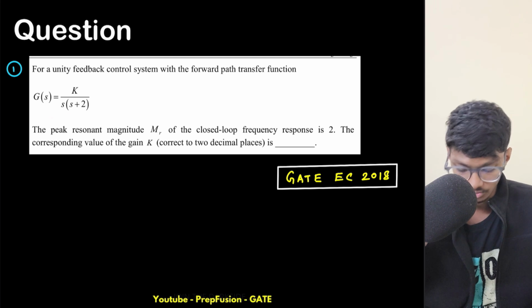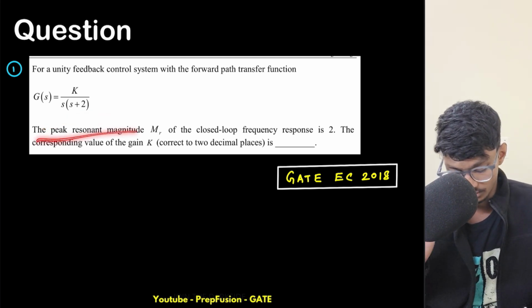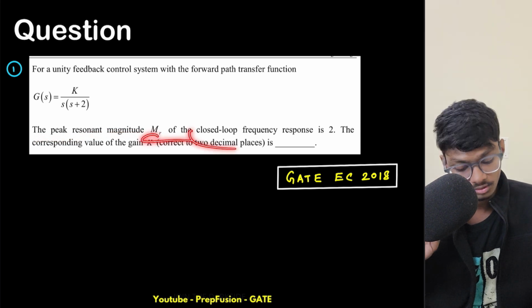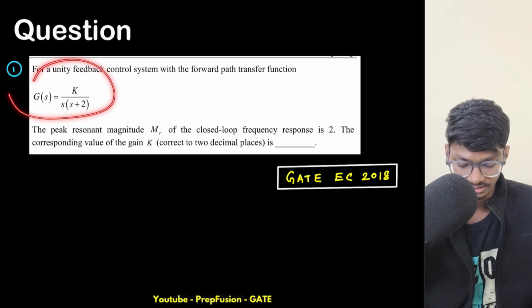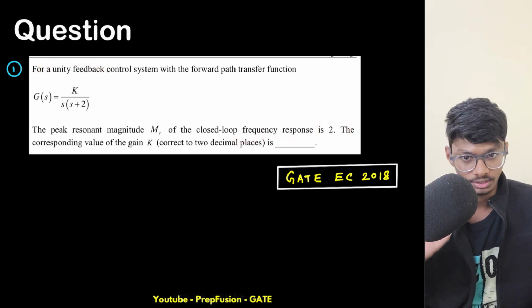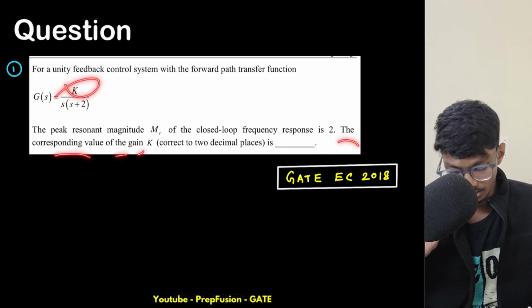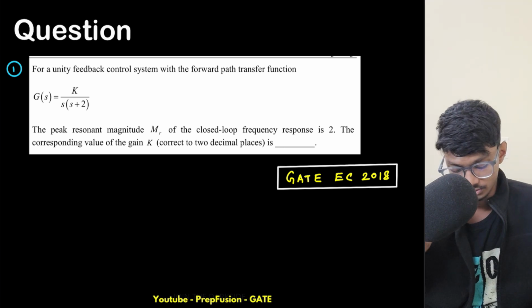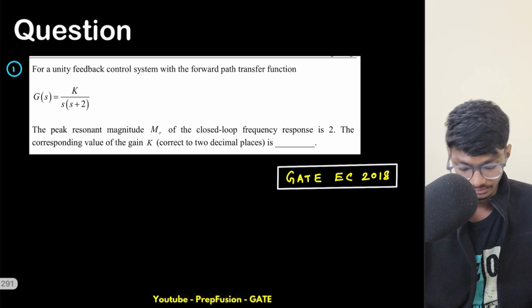So G of s equals Ks upon s plus 2. They have told us the peak resonant magnitude Mr of the closed loop frequency response. Here also they have mentioned closed loop. A peak resonant of 2 is given, and they want us to find the corresponding value of gain K. So what will be the value of gain K?